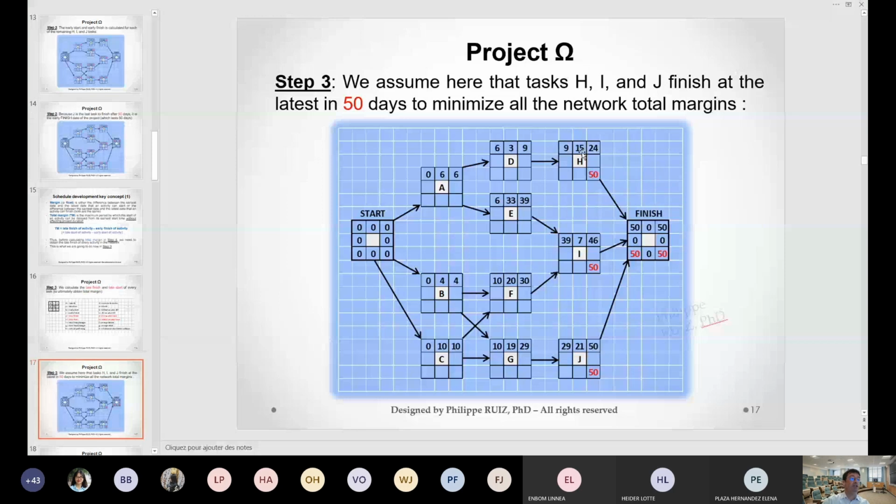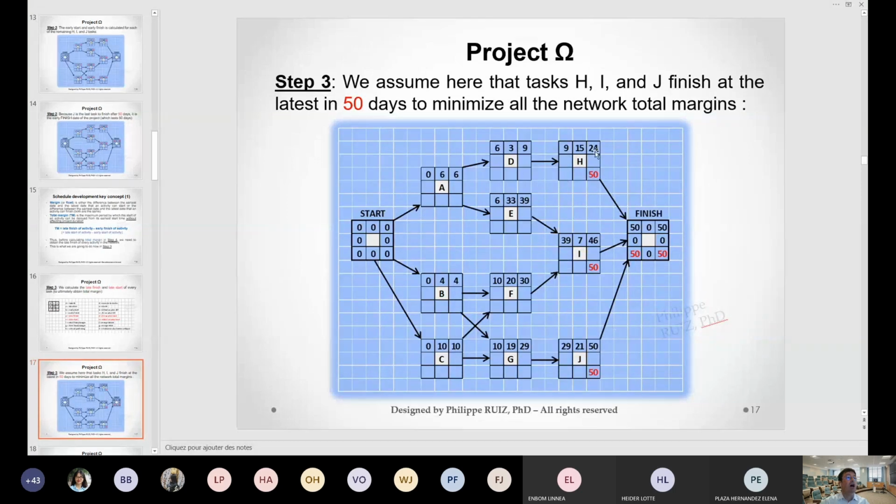Something I've done for H, I, and J. But how do I do it for D, E, F, G, A, B, and C? Well, in order to obtain that for D, E, F, and G, I need to compute here in something called the backward pass. I need to compute to obtain what we call the late starts of every activity. The late starts are given in that corner here.